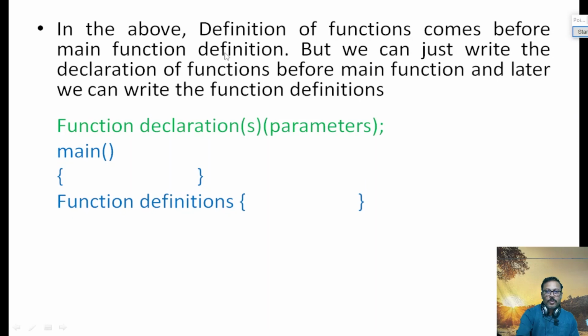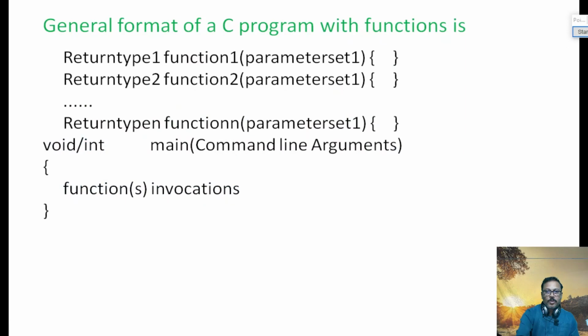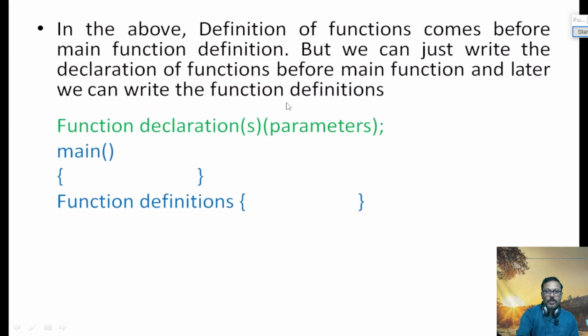In the above, definition of functions. Definition means where you write the code. Here you can see these flower brackets. Within these flower brackets, you can write code. 10 lines, 20 lines, whatever it be. Definition of functions come before the main function. That means first functions are defined. After that you are writing the main.